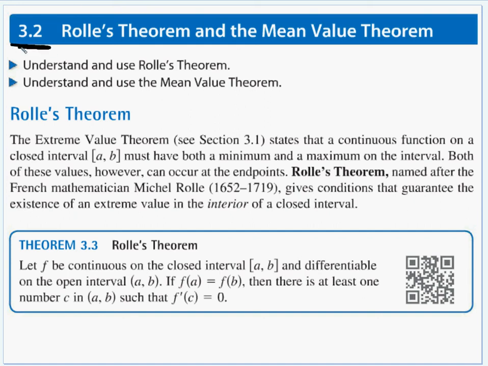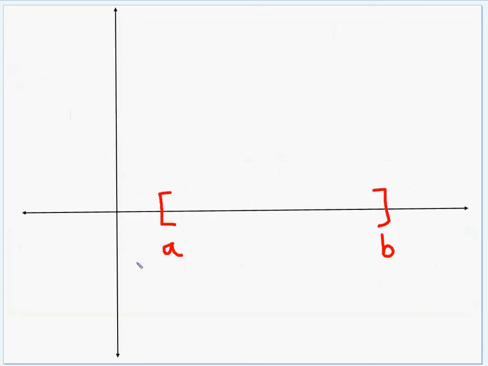In this one, we're going to look at section 3-2, Rolle's theorem and the mean value theorem. Bullet points are pretty simple. Understand and use Rolle's. Understand and use the MVT. Now let me start this by doing this.